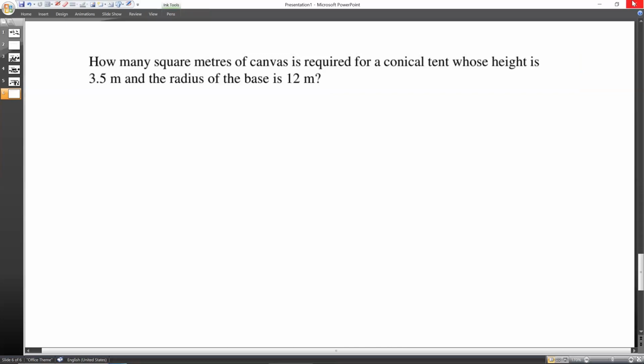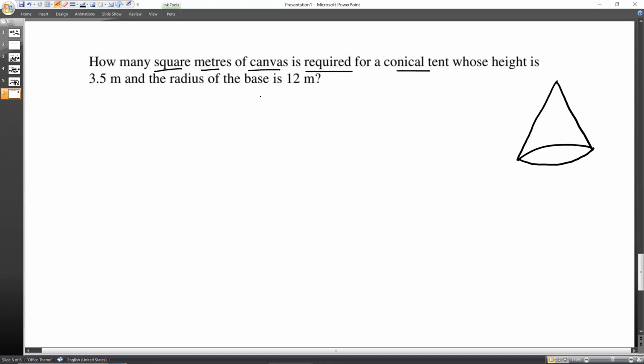Do this question, please. How many square meter of canvas is required for a conical tent? Square meters means area. It is asking for area because the unit of area is square. Whenever it is asking for the area, we always calculate the curved surface area. We don't calculate the total surface area.